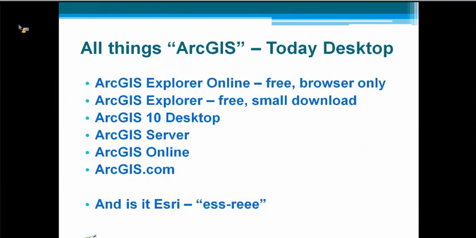First off, for those that went to the UC or the EdUC this year, everything seemed to be ArcGIS. And today I am going to focus on ArcGIS. But be aware that there are other things called ArcGIS. There's ArcGIS Explorer Online. It's a new free browser-based product. You don't need to download any kind of a client. There's ArcGIS Explorer. It's also free, but it is a download. There's Server, there's ArcGIS Online, and if you haven't gone out to arcgis.com, I suggest you do.